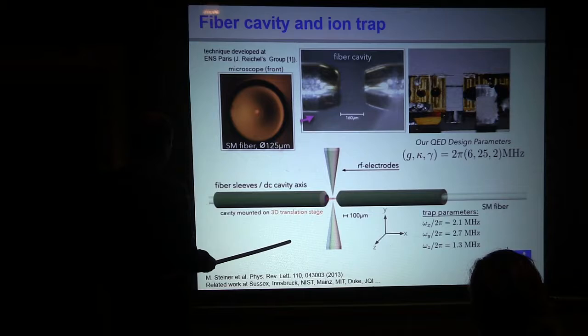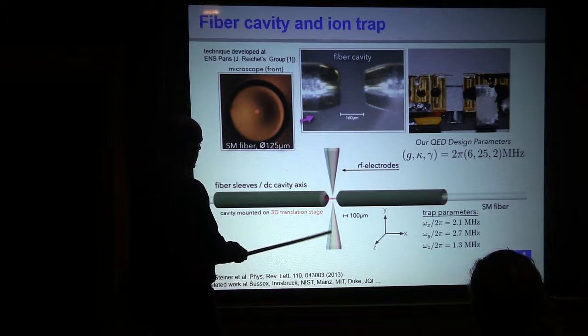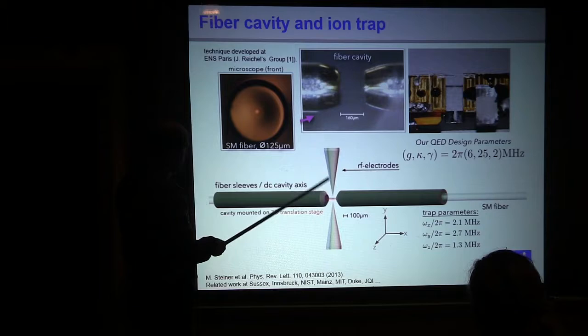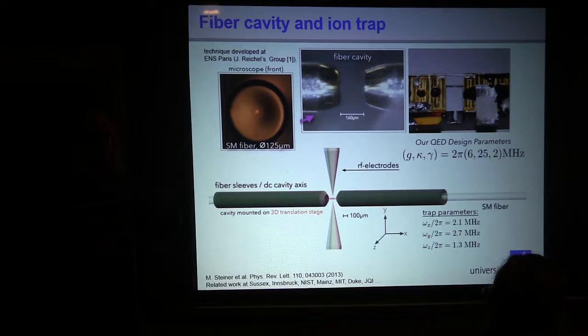So here's another impression of how the whole thing looks. The Paul trap, the ion trap, is radically simplified in this setup. It just consists of two tungsten electrodes which are etched to a very small tip with a radius of curvature of a few microns at the very front. This forms the quadrupole potential. The ion is trapped right in the center here, and then from the left and from the right, you put the fibers there and form the cavity around the ion. This was the plan, basically.